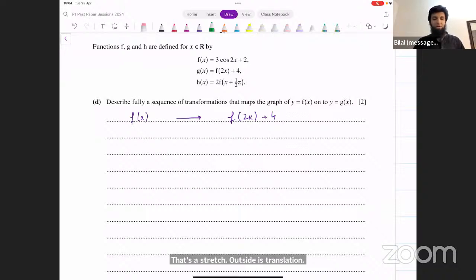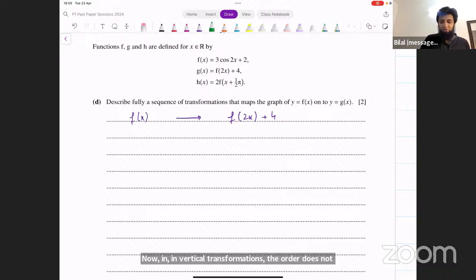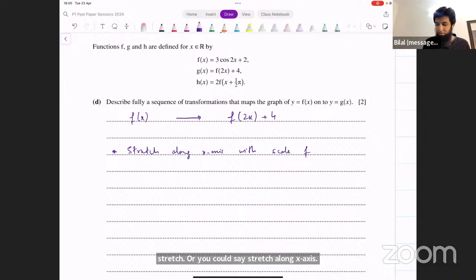Now, in horizontal and vertical transformations, the order does not matter. You can do any of them first. So you can start with 2x, for instance. You would say one transformation is a horizontal stretch, or you could say a stretch along the x-axis, with scale factor 1/2. And then the second transformation is a translation.